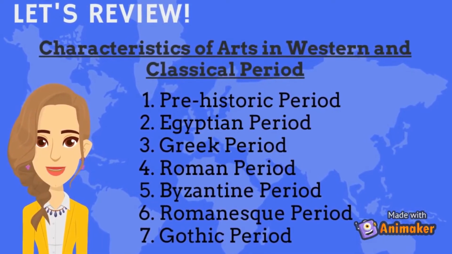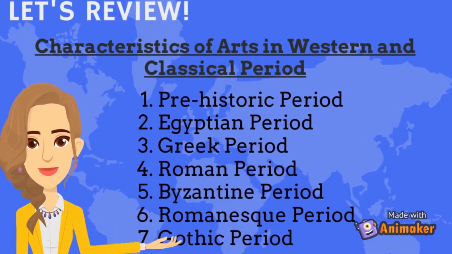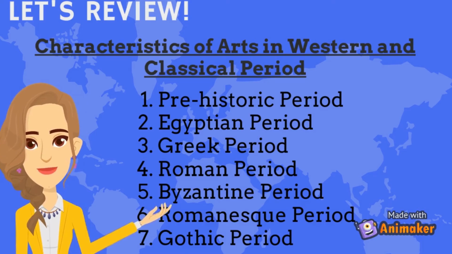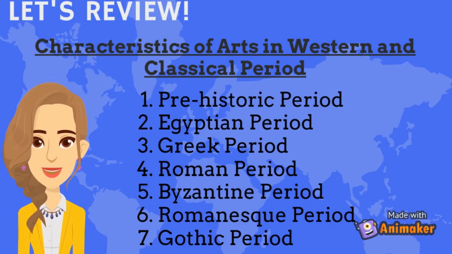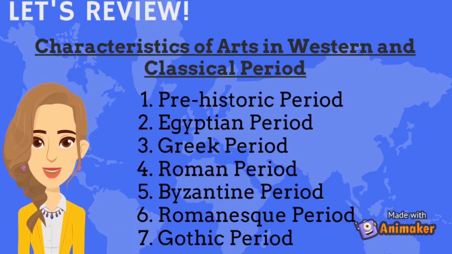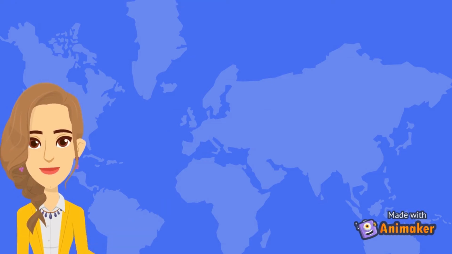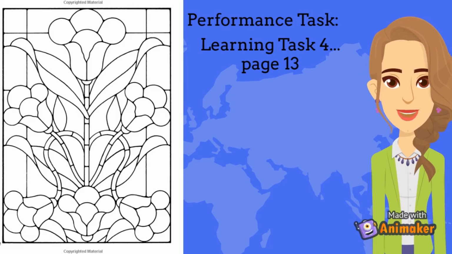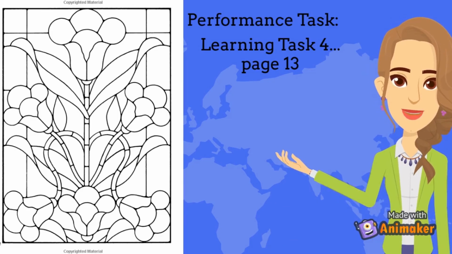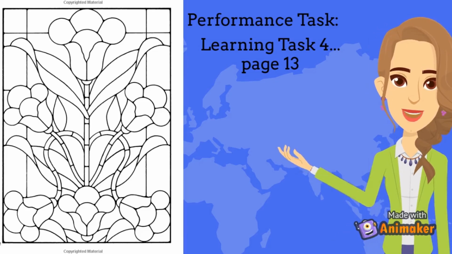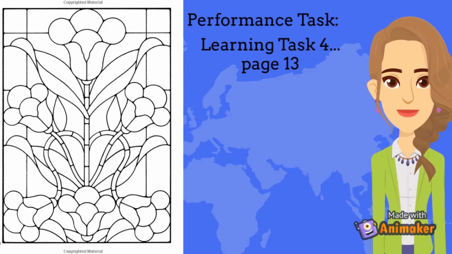Again, what are the characteristics of arts in the Western and Classical period? They are the prehistoric period, Egyptian period, Greek period, Roman period, Byzantine period, Romanesque period, and Gothic period. Now, let's proceed to your performance task. Do learning task 4 on page 13, coloring the stained glass window design. Please read the directions carefully.